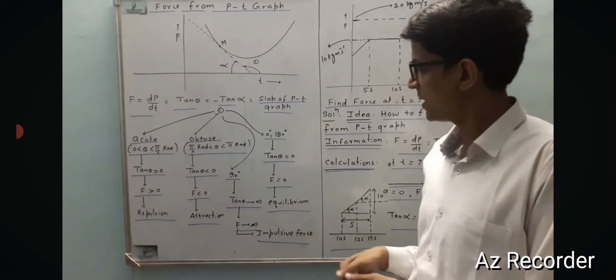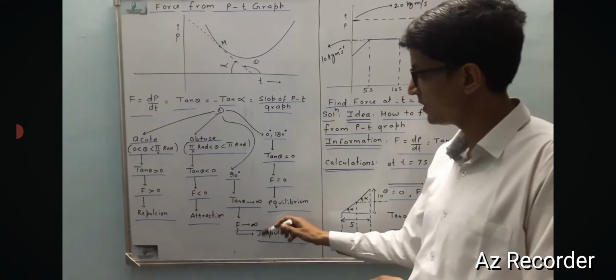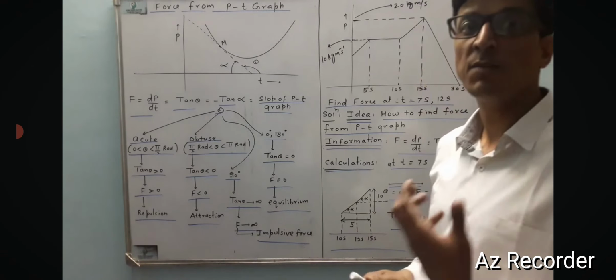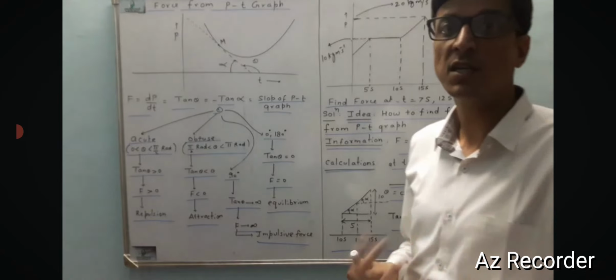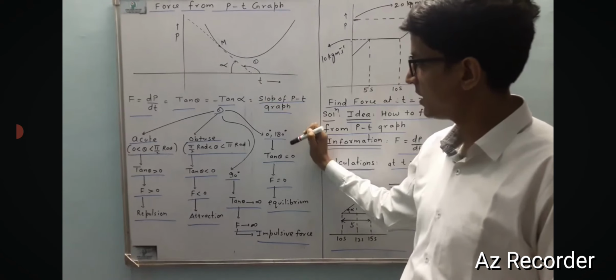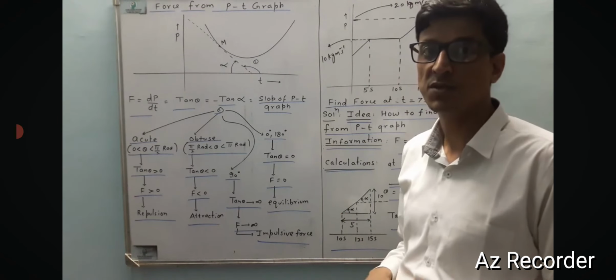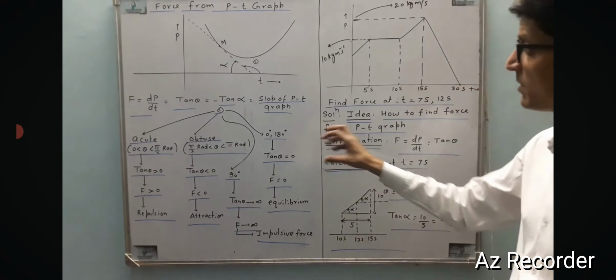If theta is 90 degrees, then tan theta tends to infinity, then force tends to infinity, which is called impulsive force, which has a very great magnitude. If theta is 0 or 180 degrees, then tan theta will be 0 and force will be 0, that means equilibrium position it is called.